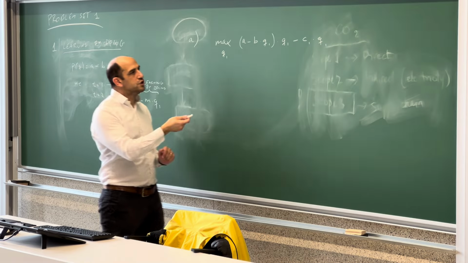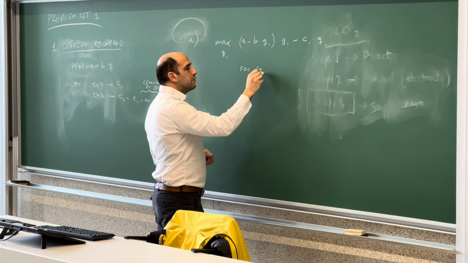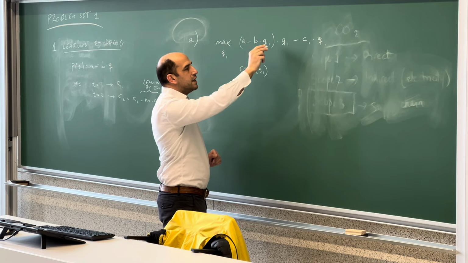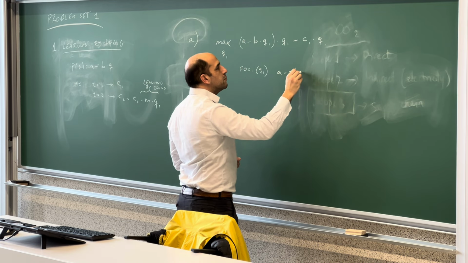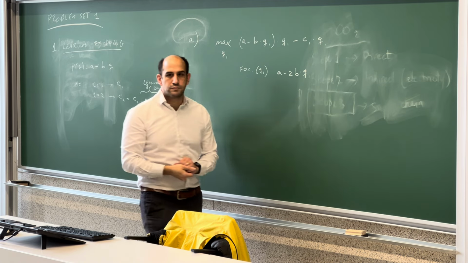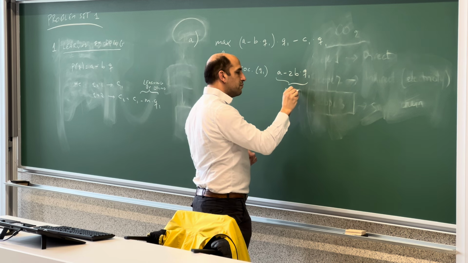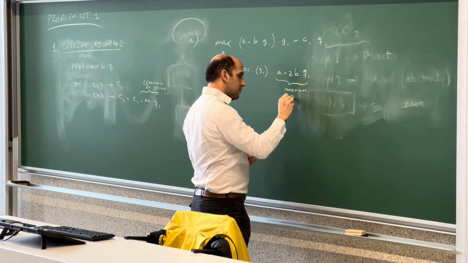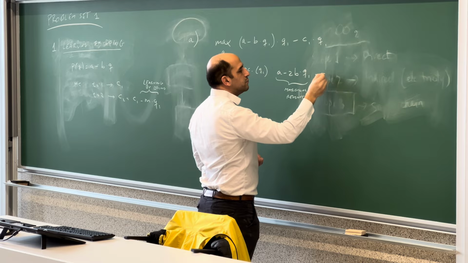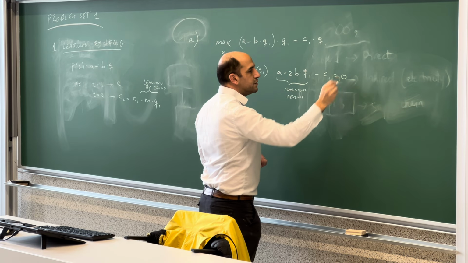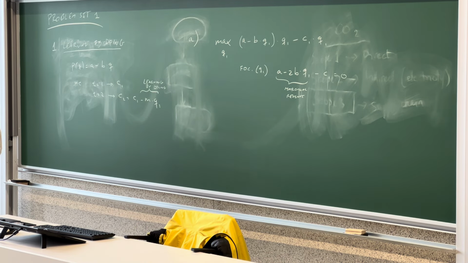And when we do the first order condition with respect to Q1, we're going to get the marginal revenue, which is A minus 2B times Q1, equal to marginal cost, so A minus 2B Q1 minus C1 equals 0. Okay, so marginal revenue equals marginal cost.